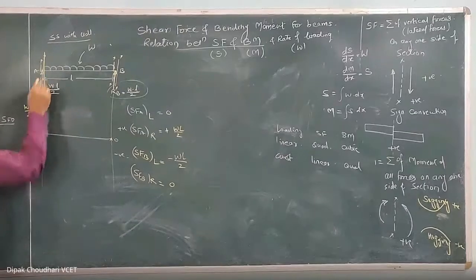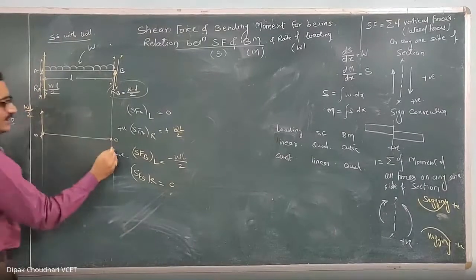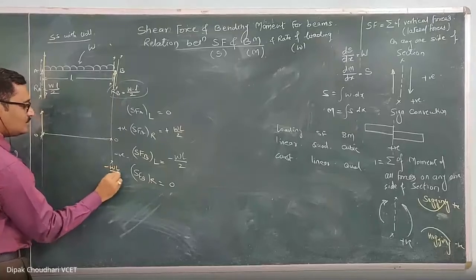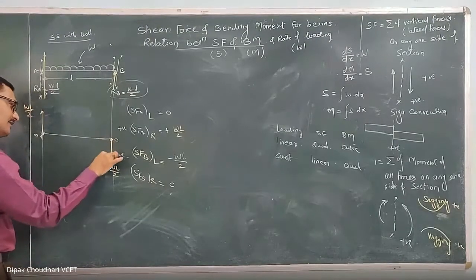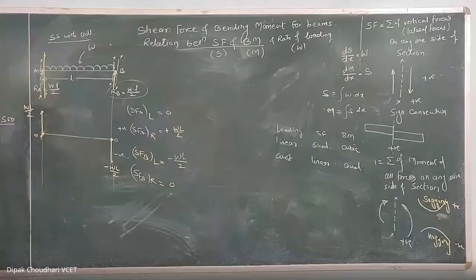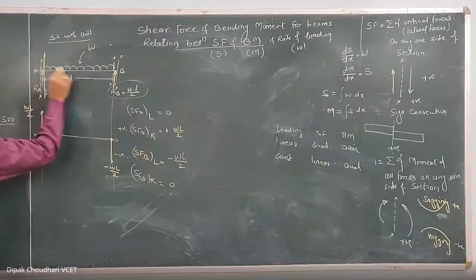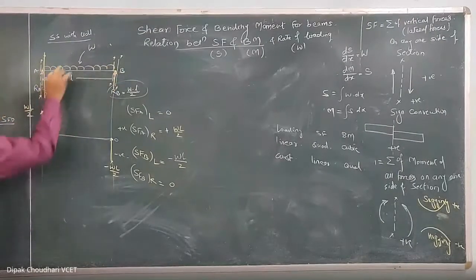So at A, shear force is 0, then it is WL/2, here it is minus WL/2, and finally it is 0. This is again a vertical straight line because of this point load. Now how does the shear force vary in between A and B? Because of this UDL.